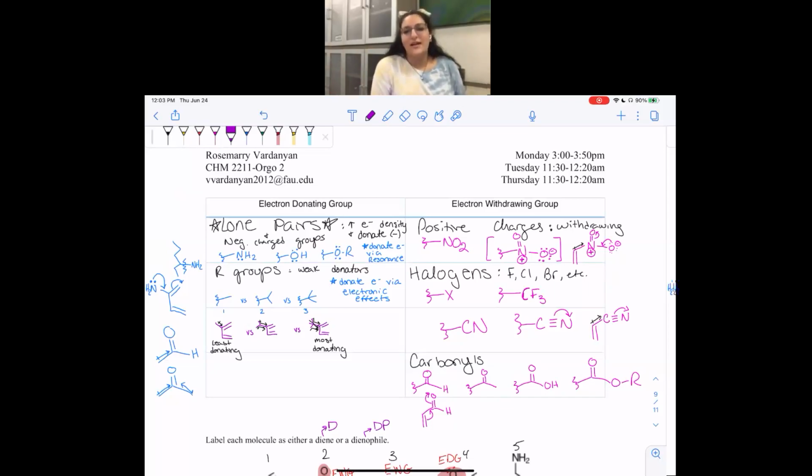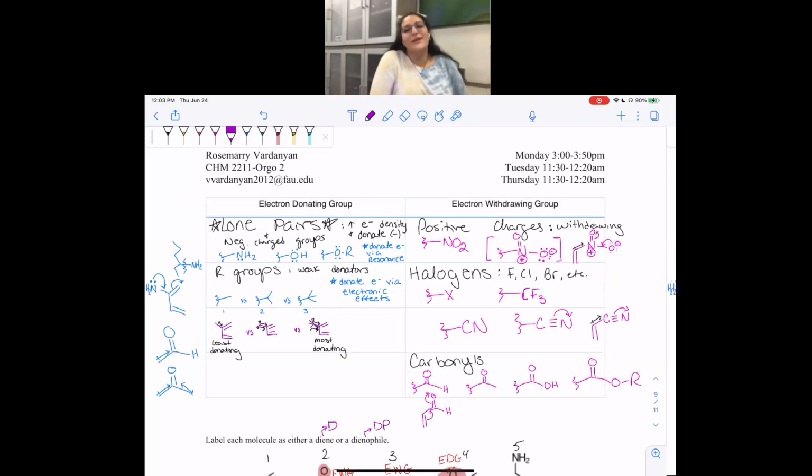If a diene has a withdrawing group, it's going to be really crappy. If a dienophile has a donating group, it's going to be really crappy. If it has a group that it wants, so the diene donating, dienophile withdrawing, it's going to work much faster and much more efficiently.